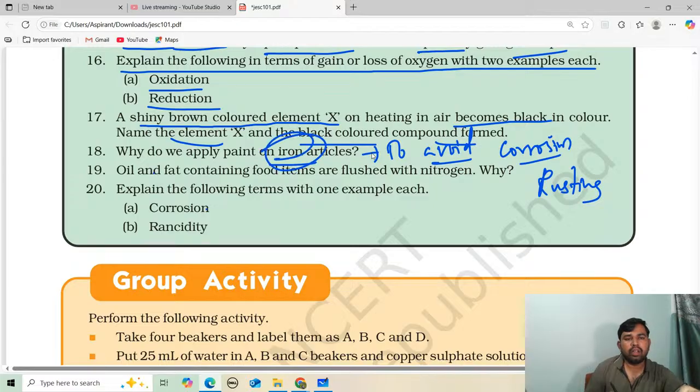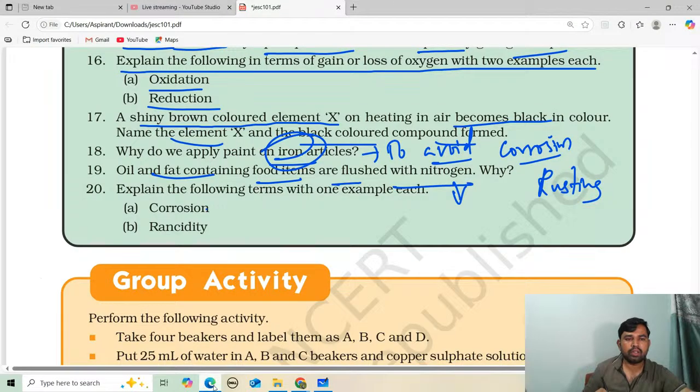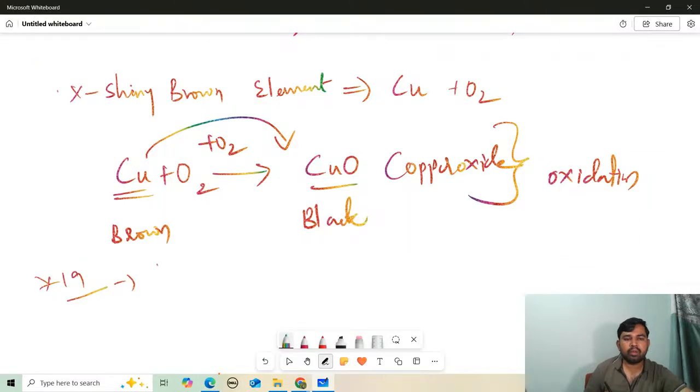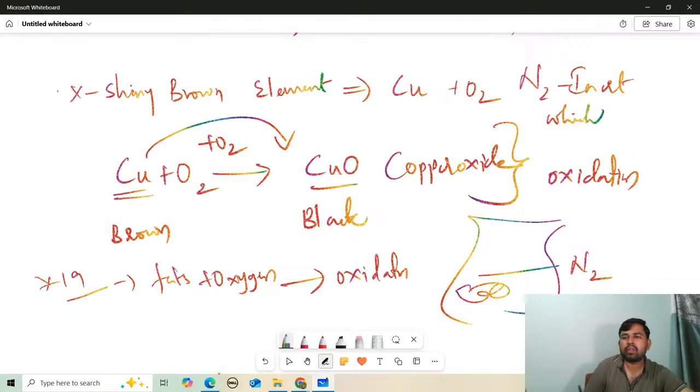Question number 19: why are oil and fat containing food items flushed with nitrogen? Here, oil and food items contain fats. Fats will react with oxygen and undergo the oxidation process. To avoid oxidation, the packets are filled with an inert gas, N2, which will not react with the food. Nitrogen gas is inert, which will help.